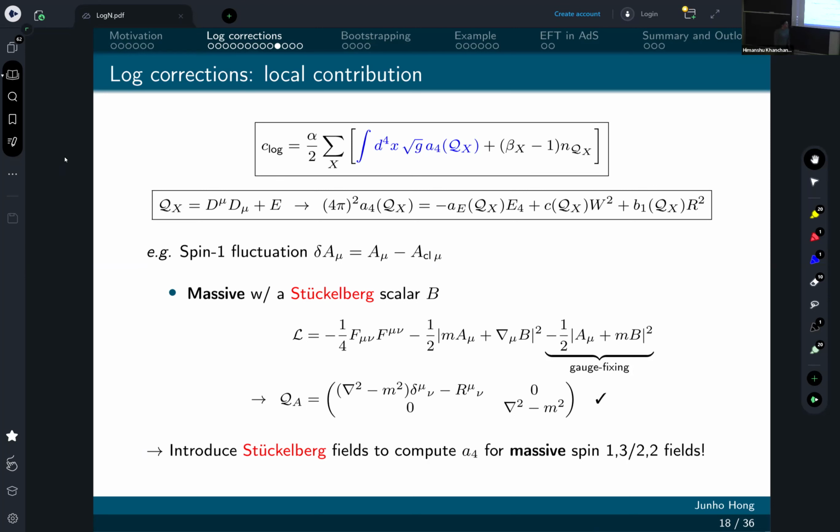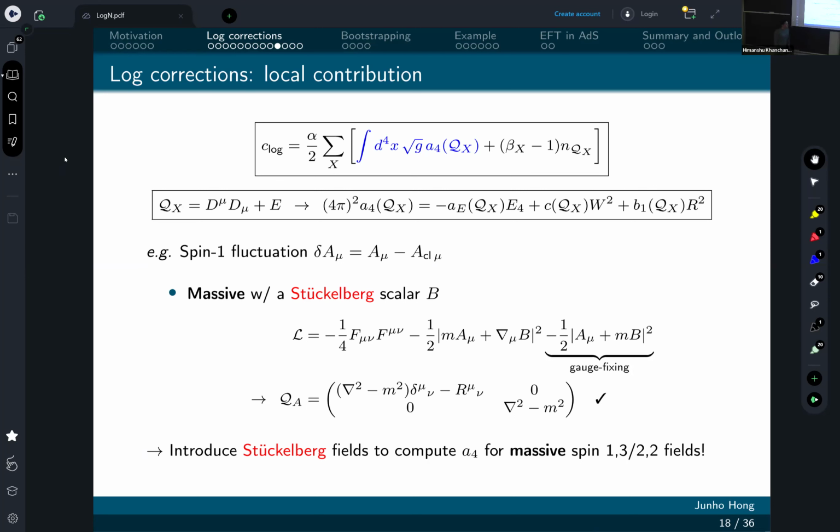And these red colored massive spin 1 through 2 are new results in our paper. They haven't been done in the previous work. And I emphasize that the contribution from Stueckelberg fields are non-trivial. You see, I split the contributions, and they are not smooth. Taking m to 0 does not smoothly connect to the massless case.